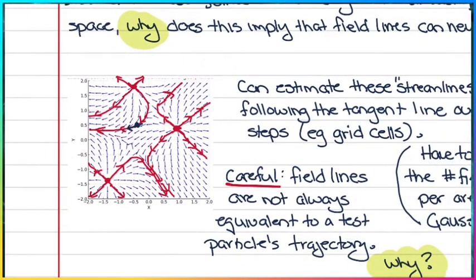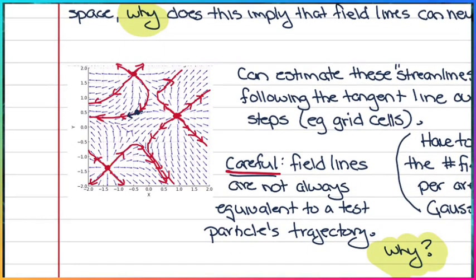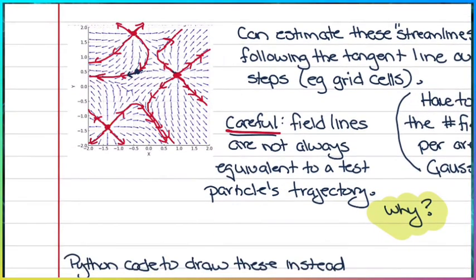And again, I state that to be careful that field lines are not always equivalent to the trajectory. If I were to release a test particle or a test charge, it need not follow this path, like a streamline. I almost regret saying streamline, because if you think like water flowing through a pipe, those streamlines are the path the water is taking. Here, nothing's actually flowing, right? For the electric field, it's telling you the direction, and then the concentration of field lines tells you the magnitude.